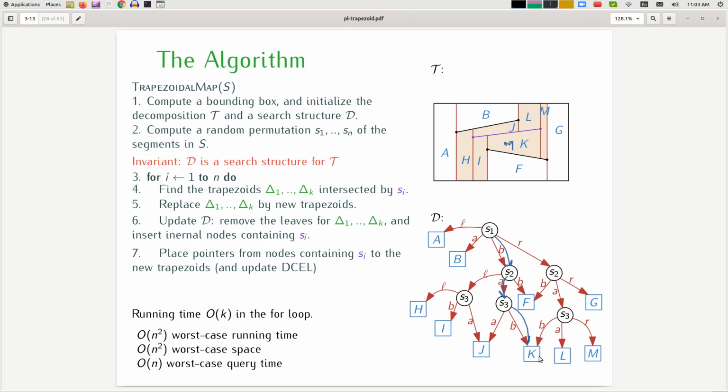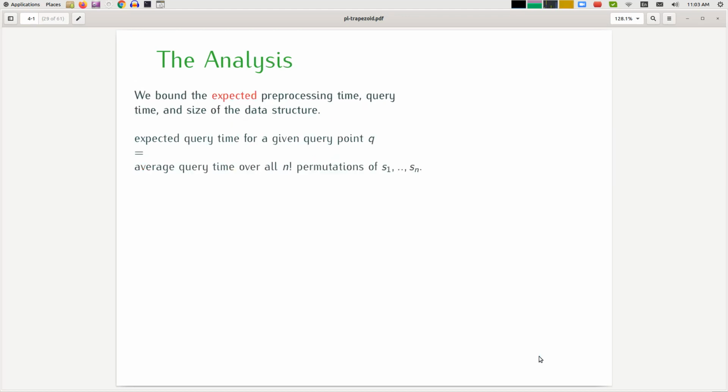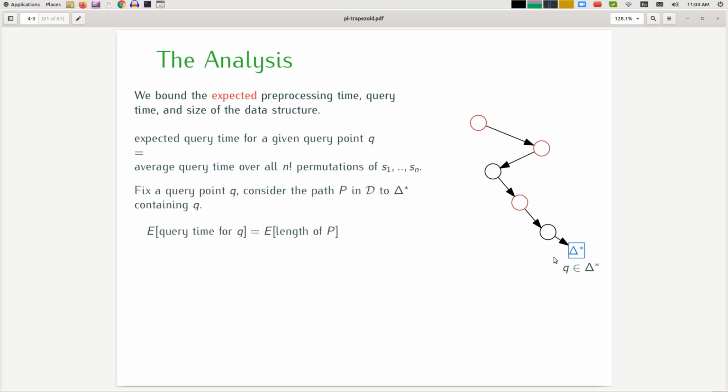So the query time is essentially the depth of the path it takes for your query point to reach a leaf in this structure. And the expected query time is the average query time over all n factorial possible permutations. Okay, so this is essentially what it means. And as we discussed, it's the length of this path. So what we can write here is that the expected query time is the expected length of the path.